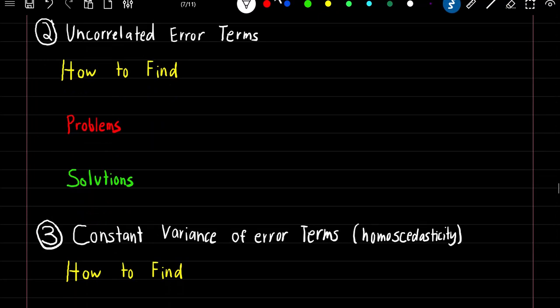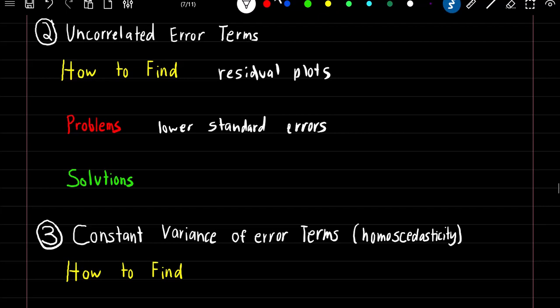The second assumption is that you have uncorrelated error terms. How would you find it? You'd find it in your residual plots. The problem it can cause is you end up with lower standard errors than you should, and this makes it more likely to keep bad predictors. Your solution is it probably needs some type of time series element added, and we will cover that next chapter.